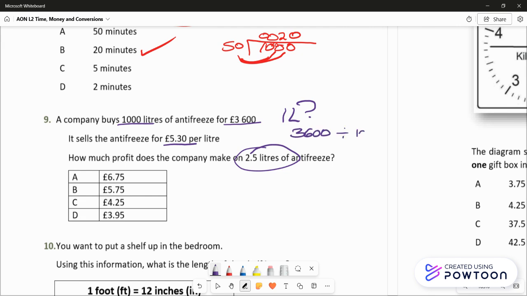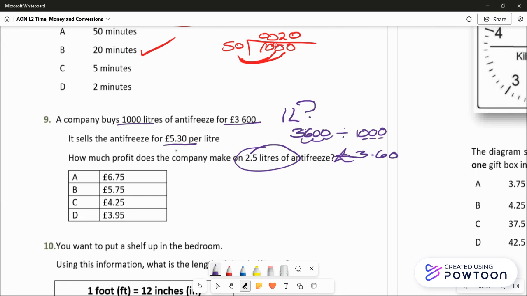Now when we're dividing, we move the decimal 3 places because we're dividing by 1,000, but to the left this time because when we divide, we're making something smaller. So we go 3.600, but it's money, so it's going to be £3.60. That's how much they paid for a litre.